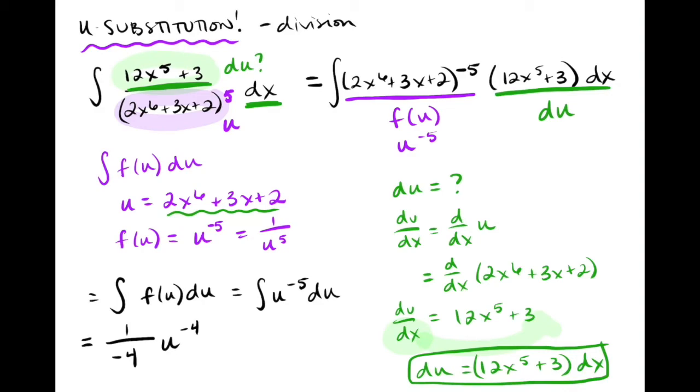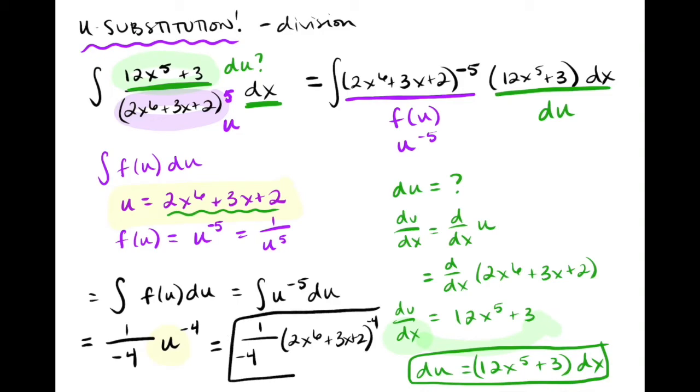Last but certainly not least, I have a u here and I want it to be an x. But lucky for me, right up here I already wrote u in terms of x, so I'm ready to go, meaning I can rewrite this as 1 over negative 4 times (2x to the 6th plus 3x plus 2) to the negative 4th power. And that is my answer.